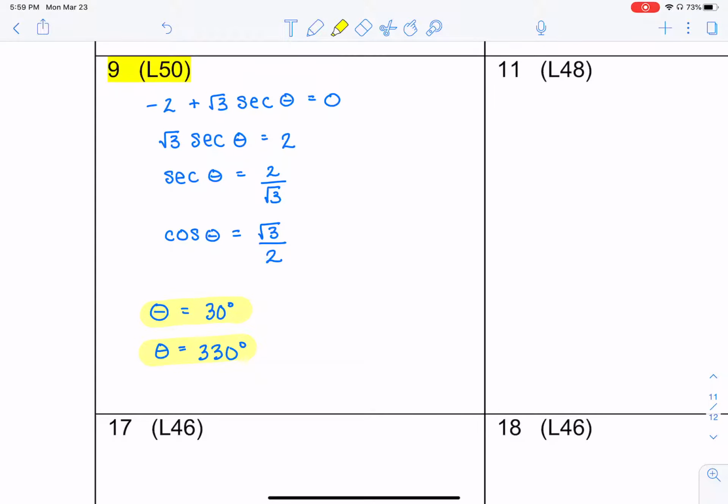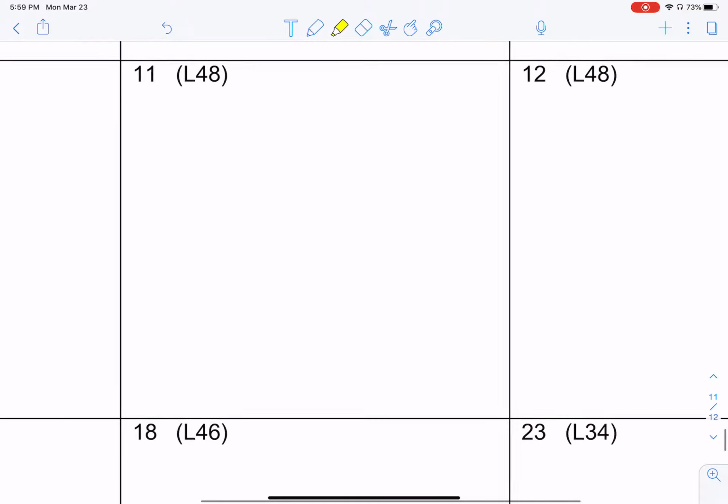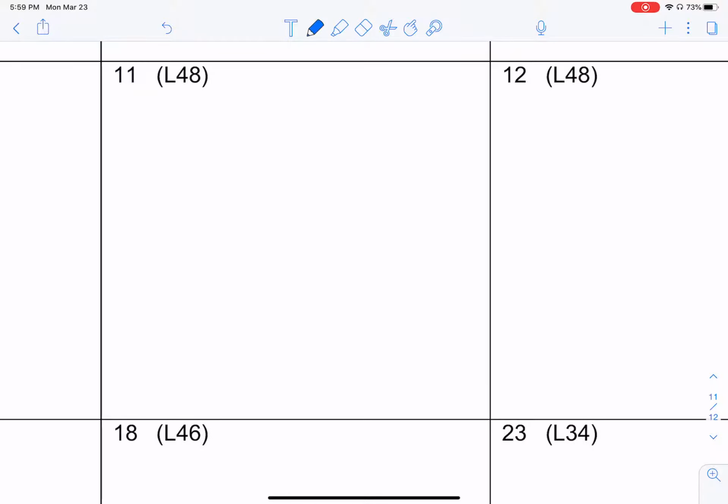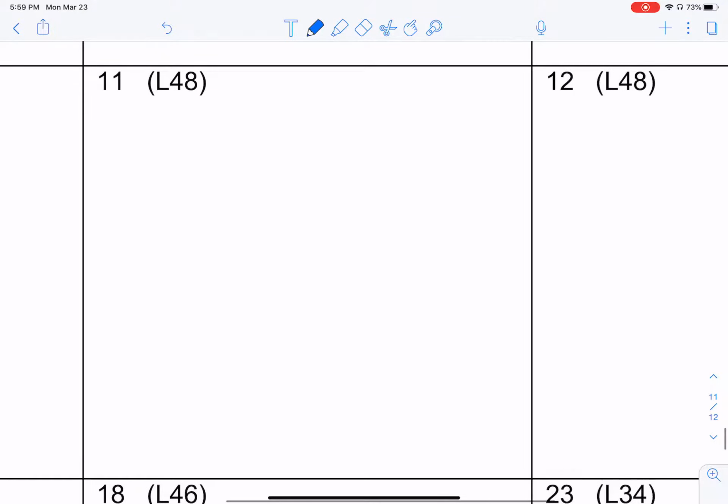Okay, and then I'm going to go ahead and do one more question with you. This is question 11. 11 has 2 parts. I want to try to squeeze in to make room for this one. Part A starts off with secant squared, 3 pi over 4, minus cosecant squared, pi over 4, minus cosine squared, 4 pi. And we are to evaluate.